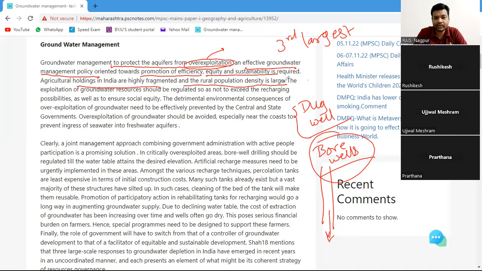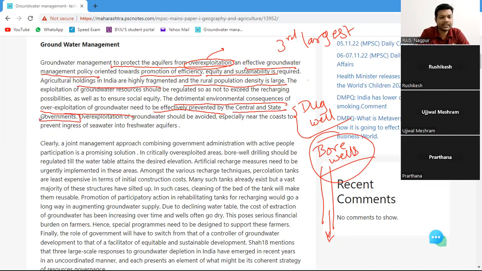So these agricultural holdings are fragmented. Very few farmers in India have one complete piece of land in a particular area. Majority of the farmers have fragmented lands, patches of land spread over a large area. This is a problem, because recharge possibilities from the fields are difficult.